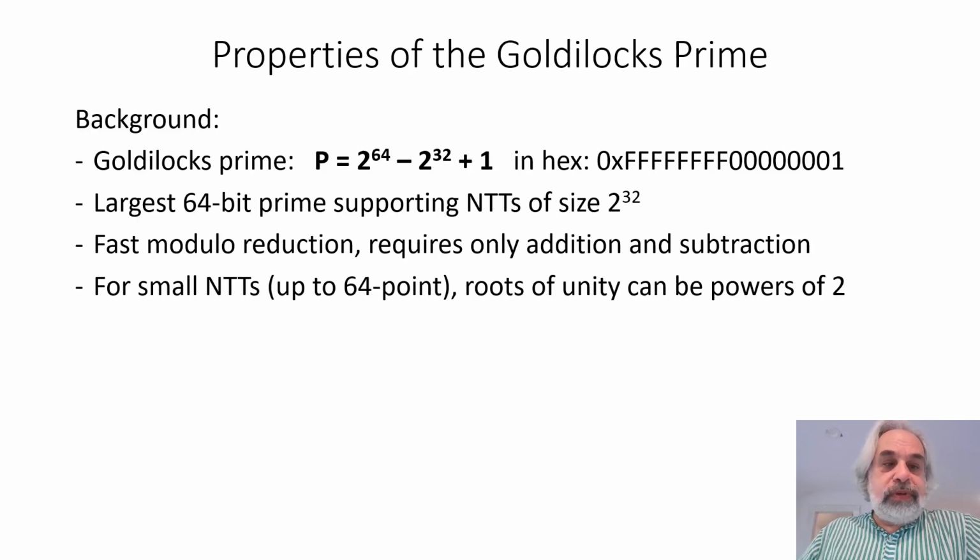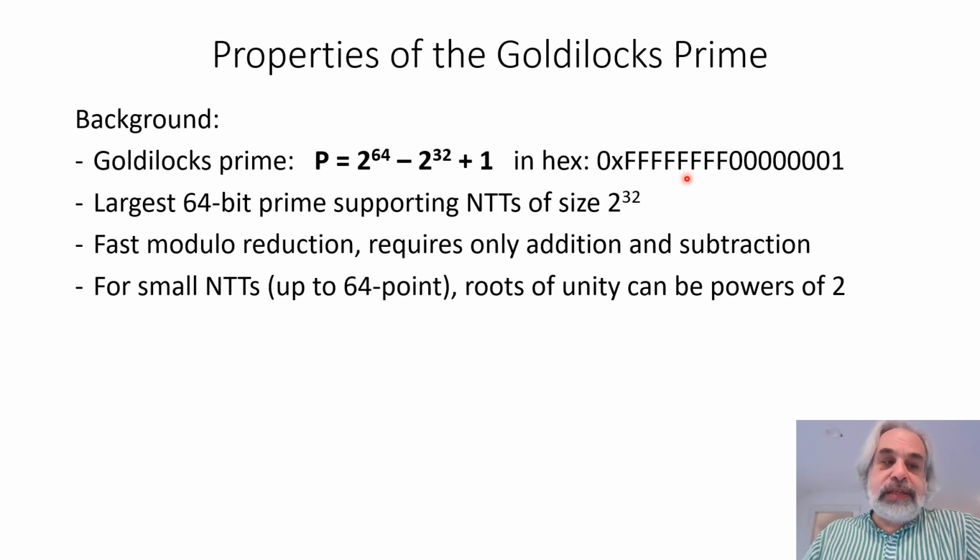Okay, so what is the Goldilocks prime? It turns out it's this number. It's 2 to the 64 minus 2 to the 32 plus 1. And if you write it in hex, it has this really nice pattern where the top word is all ones, and the bottom word is just the number 1. So as I mentioned, it's the largest prime supporting NTTs of size 2 to the 32.